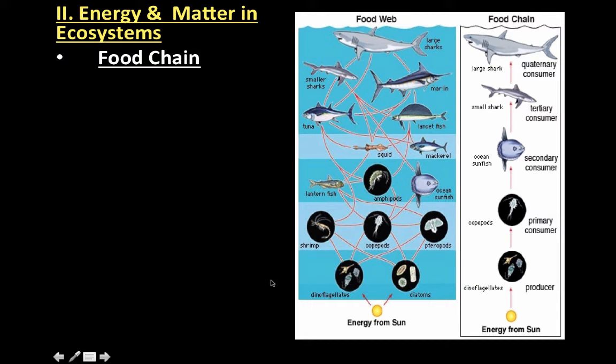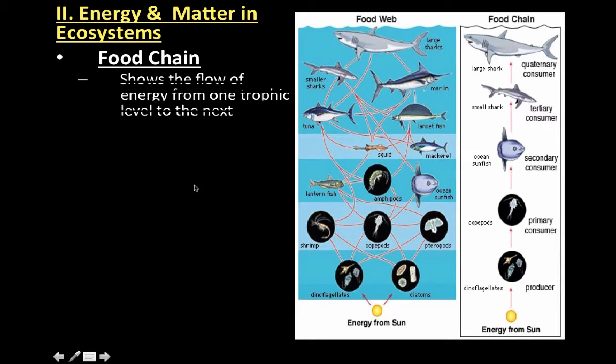Alright, for the second lesson today, our main objective is to look at energy and matter in ecosystems. So what is energy doing? Where is it going? And how do we show that in science and ecology? So as we move on, we're looking at energy and matter in ecosystems.